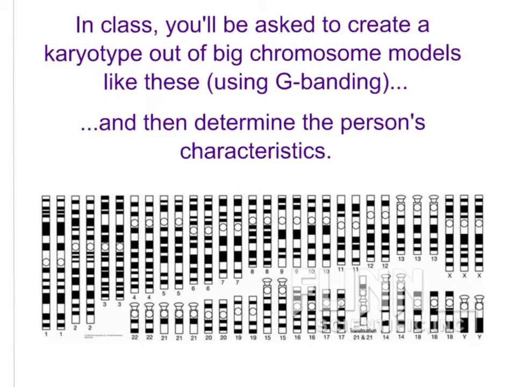In class, you are going to be asked to create karyotypes out of great big chromosome models that look a lot like these. They'll be magnets, and you can arrange them in the Denver identification style, and using the G banding. The little circle represents the centromere, and you can then determine characteristics about the individual.